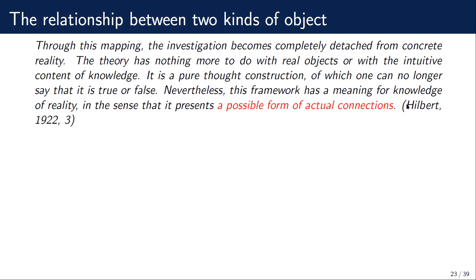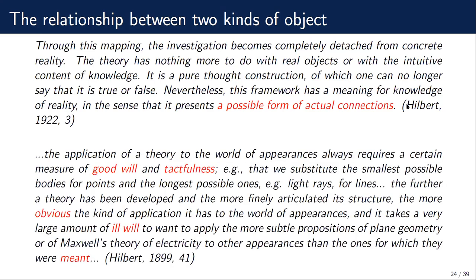Somewhat confusingly, Hilbert goes between saying that the consistency of the axiom set establishes the truth of the axioms and that we can't say that the axioms are true or false. So let's just shelve that. But here we have the idea, again, that the purity of the thought construction is important because we don't want to leave ourselves vulnerable to paradox. There's a clean cut between the real objects and the thought objects in order to preserve this purity, but there's still a relevance. There's a mapping. And this mapping preserves what he calls the possible form of actual connections.